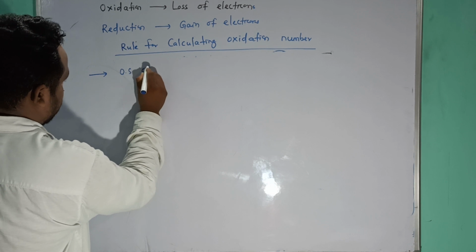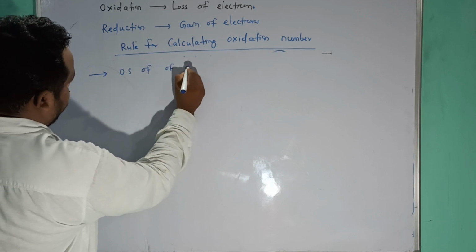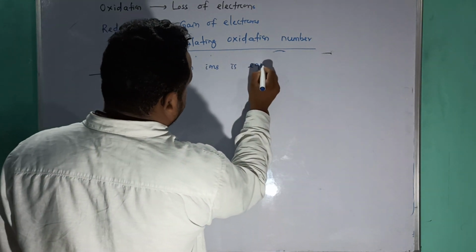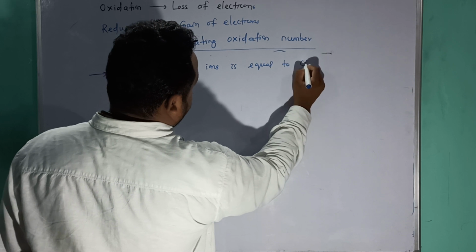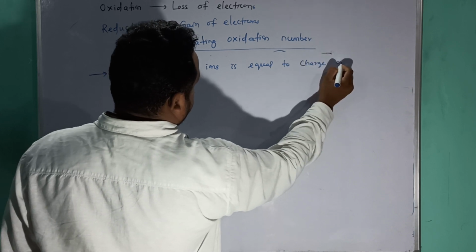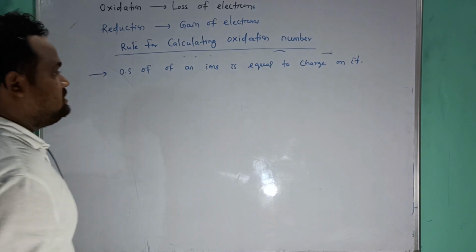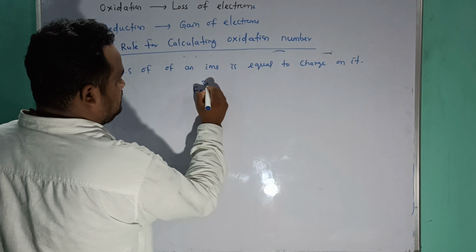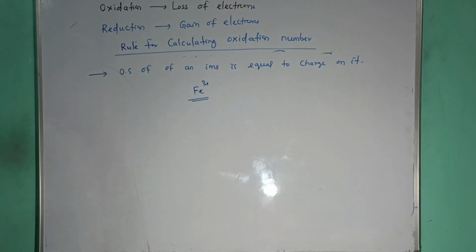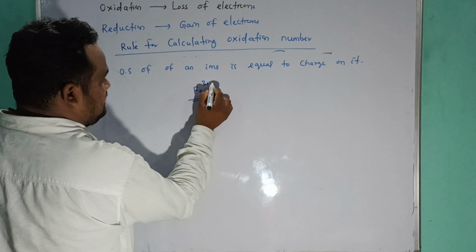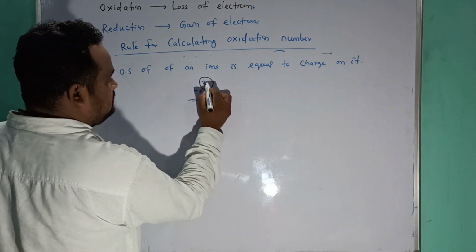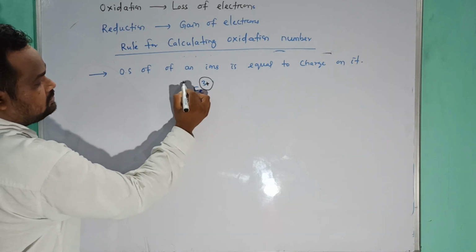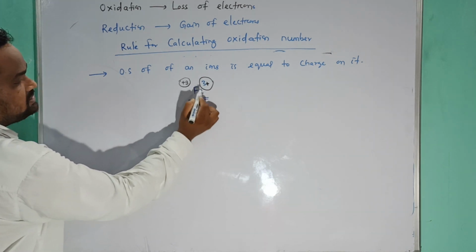Oxidation state of ions is equal to the charge on it. What does it mean? Fe3+, it is iron. What is the charge on the iron atom? Fe3+. The charge on iron is 3+, so its oxidation state is +3.